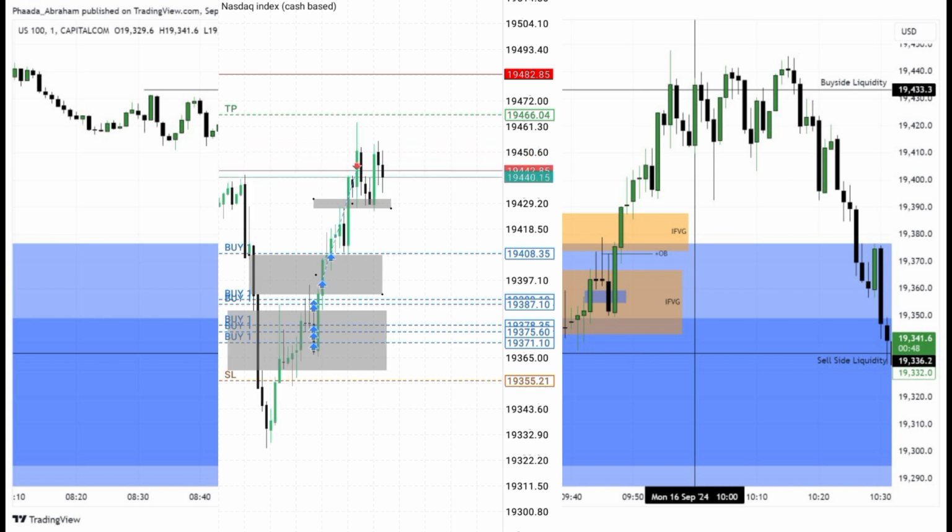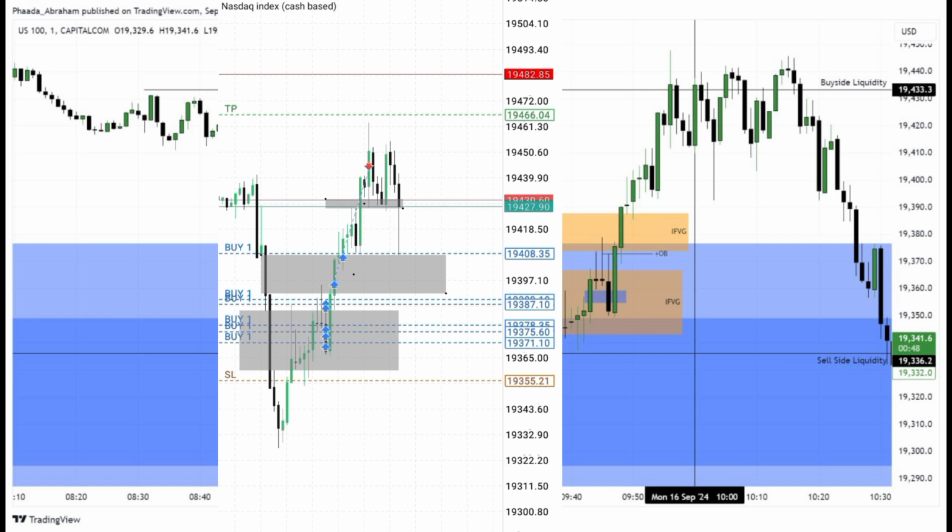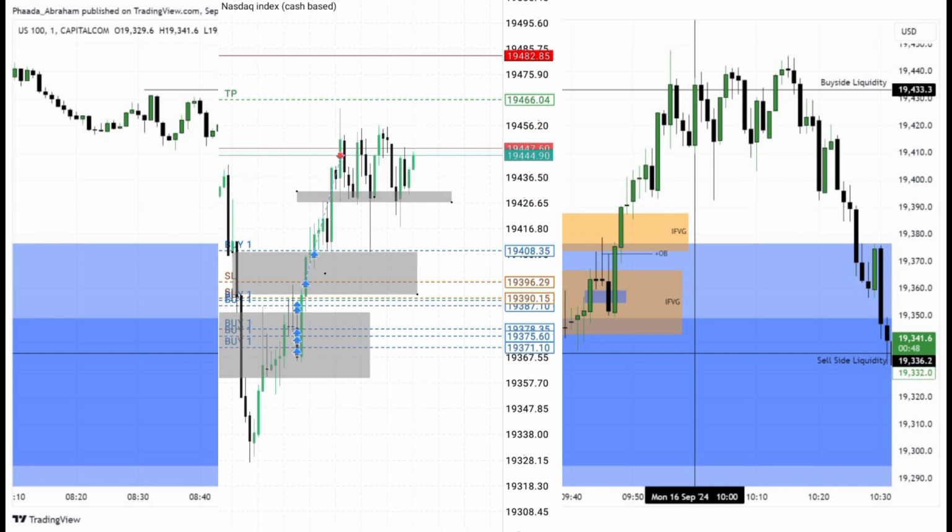The time window is 9 a.m. New York time to 10 a.m., you're done. The first TP was hit just before 10 a.m. and it was finished, right? So the rest of what is happening here is just after 10 a.m., New York time.